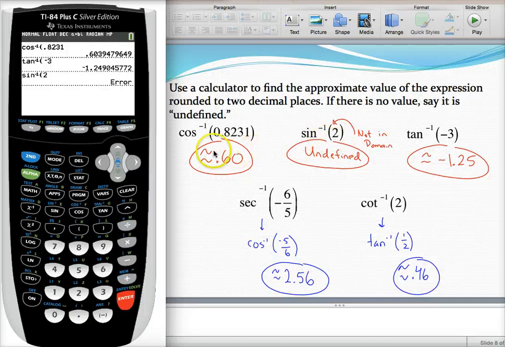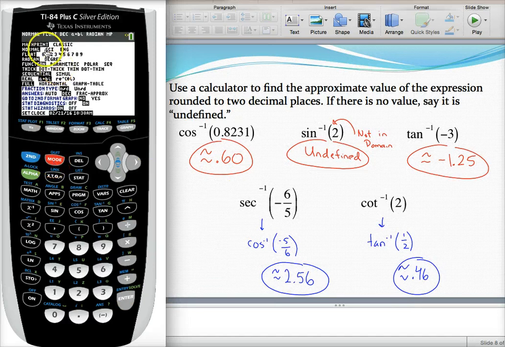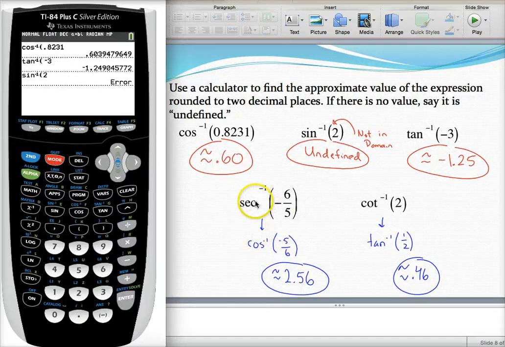One other thing to make sure you check if you're not getting the same values I got: make sure you're in radian mode. So press your mode button, make sure radian is selected. We want to do all these in radian, not degree mode. All right, so these bottom two, it's that easy.